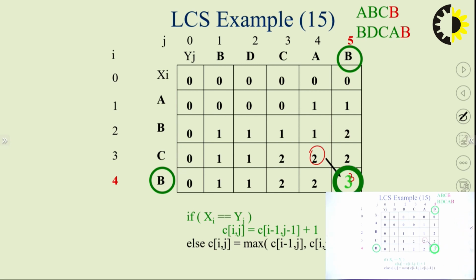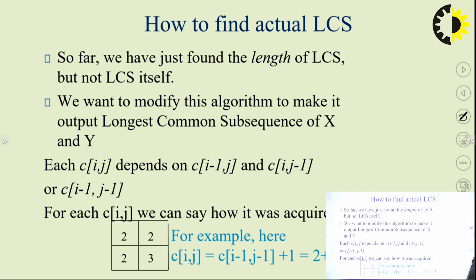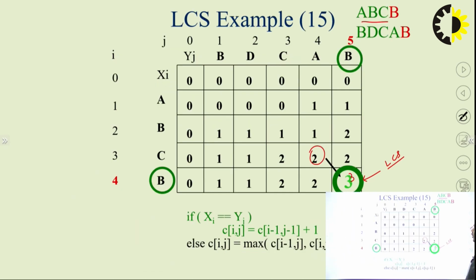This is the length of the LCS. So you have seen that the length of the LCS was 3. Whatever value is sitting over here will give you the length of the LCS, not the LCS itself. So now we have computed the length of the LCS. The question is how to get that LCS?